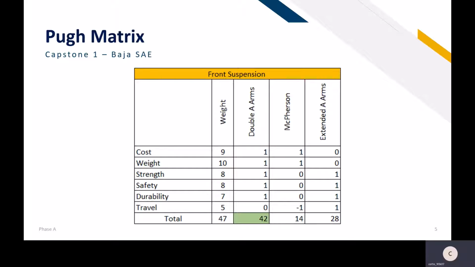Now, we have the POC matrix that is a comparison of the three mentioned suspension systems. In the diagram we have the cost, weight, strength, safety, durability, and travel, and the weight for each one of those. As a result, the double A-arm suspension has the highest value, 42. The McPherson has a value of 14, and the extended A-arm has a value of 28.